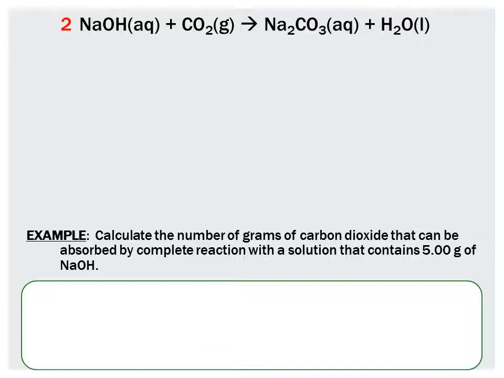Step number 2 we highlighted before was identify your given. I'm given that I have 5 grams of sodium hydroxide. I need to identify my unknown. What am I asked for in this problem? It says calculate the number of grams of carbon dioxide. So that's what I want, grams of carbon dioxide.